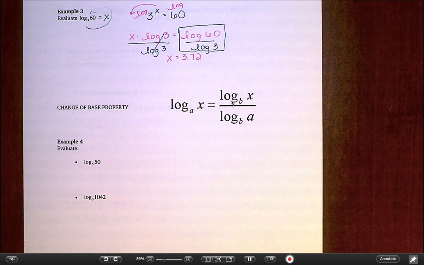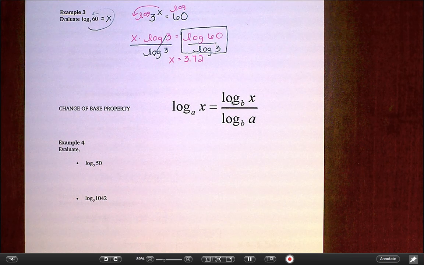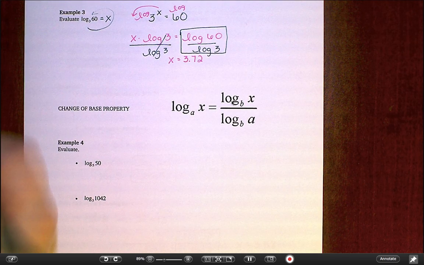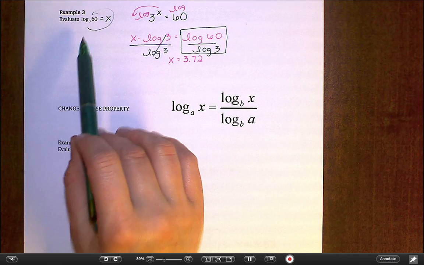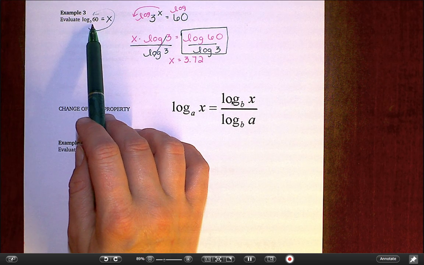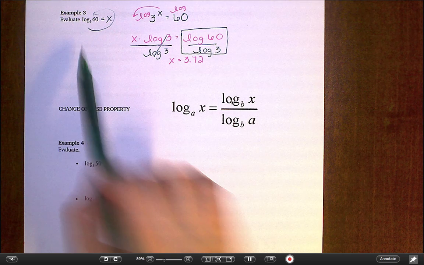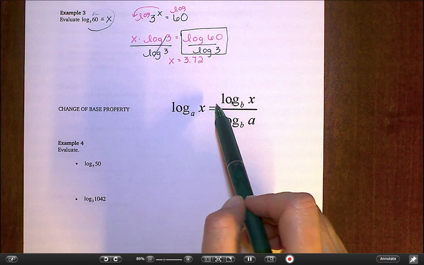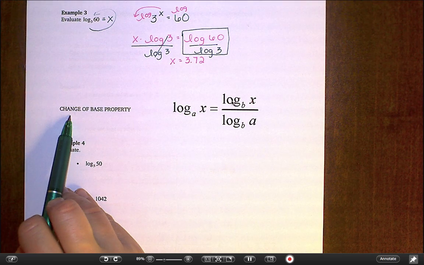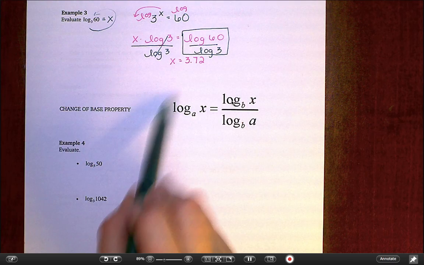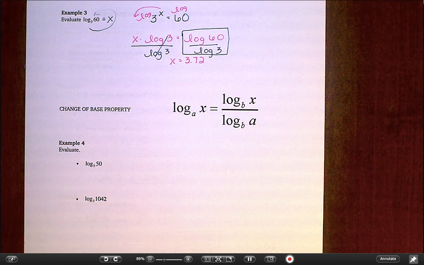So if you are working with a calculator that doesn't do the log base function that some of our calculators have, or if you are working with a calculator that you can't do a log in a base other than 10, this is your workaround right here. This is called the change of base property. And technically this is how it looks mathematically. This is like the symbols for it.